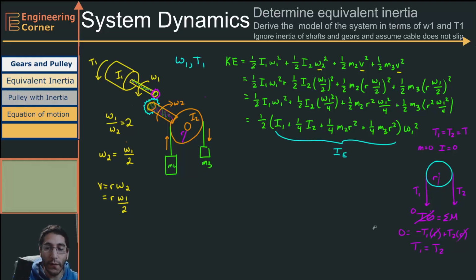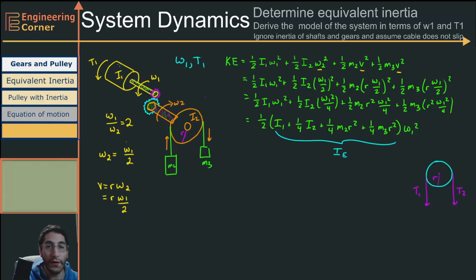Well, when we're told that the pulley has some inertia, we can't make this assumption. So we see that the tension on each side of this pulley is going to be different, and we're going to leave it as T1 and T2 for right now.